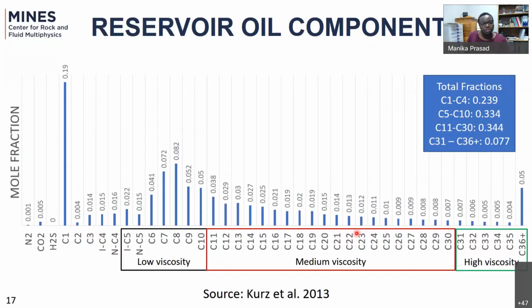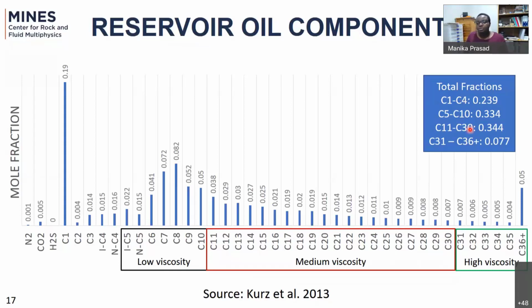So looking into the model, we had some properties starting with the fluid. Here we see the fractions of the fluid, the crude oil fraction from C1 all the way to C36 plus. On an individual basis, we see that methane has the highest composition, about 19% mole fraction. But when we group it into light, intermediate, and heavy, we see that the intermediate portion is of higher mole fraction in the entire crude oil.